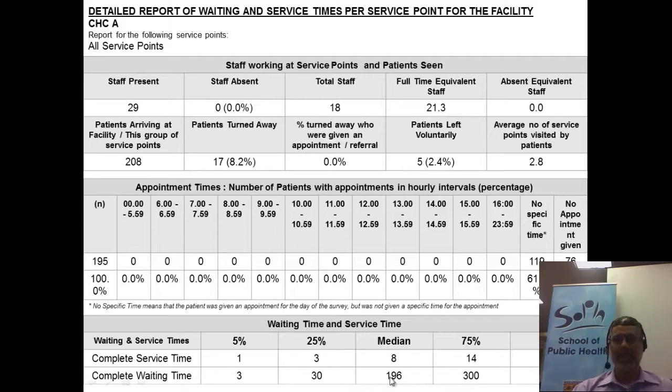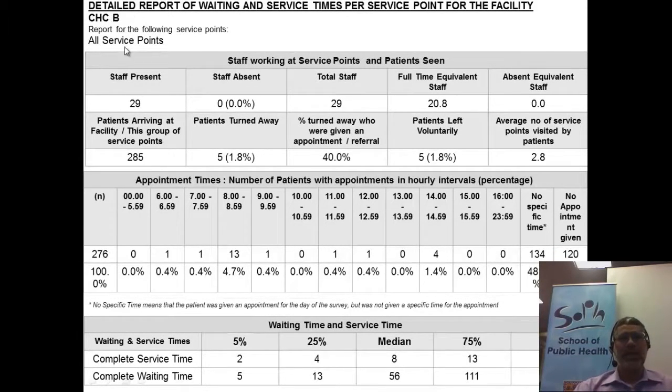Okay, so what we can see is that this particular facility, CHCA, has a very high waiting time on median of over 3.25 hours, and some of the patients who arrive there wait very long. A quarter wait more than 5 hours. If the median is 3.25 hours, it means that half the patients wait more than 3 hours to be seen. Of course, half wait less, and as we see, some wait a very short time, and a quarter of them wait a reasonably short time of 30 minutes. Again, there's that 5% who wait very, very long at this community health center.